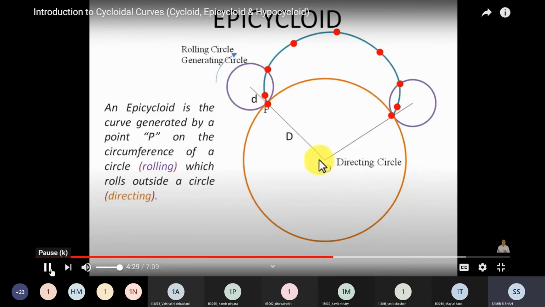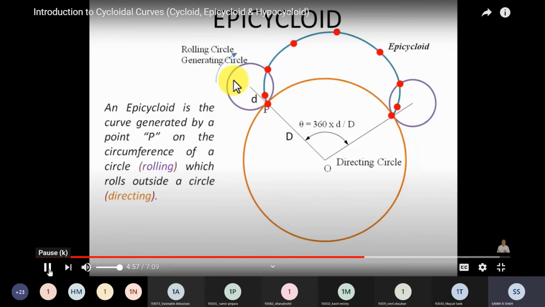One more thing that you guys must realize is that we started from this point and we ended over here. And there is some kind of an angle which has been subtended at the center of the directing circle. Fine. And this angle can also be computed with a simple formula, 360 multiplied by small d over capital D, or small r over capital R. So this is how you can actually find the angle subtended at the center of the directing circle for one revolution of the rolling or generating circle. So this, guys, was all about epicycloid.